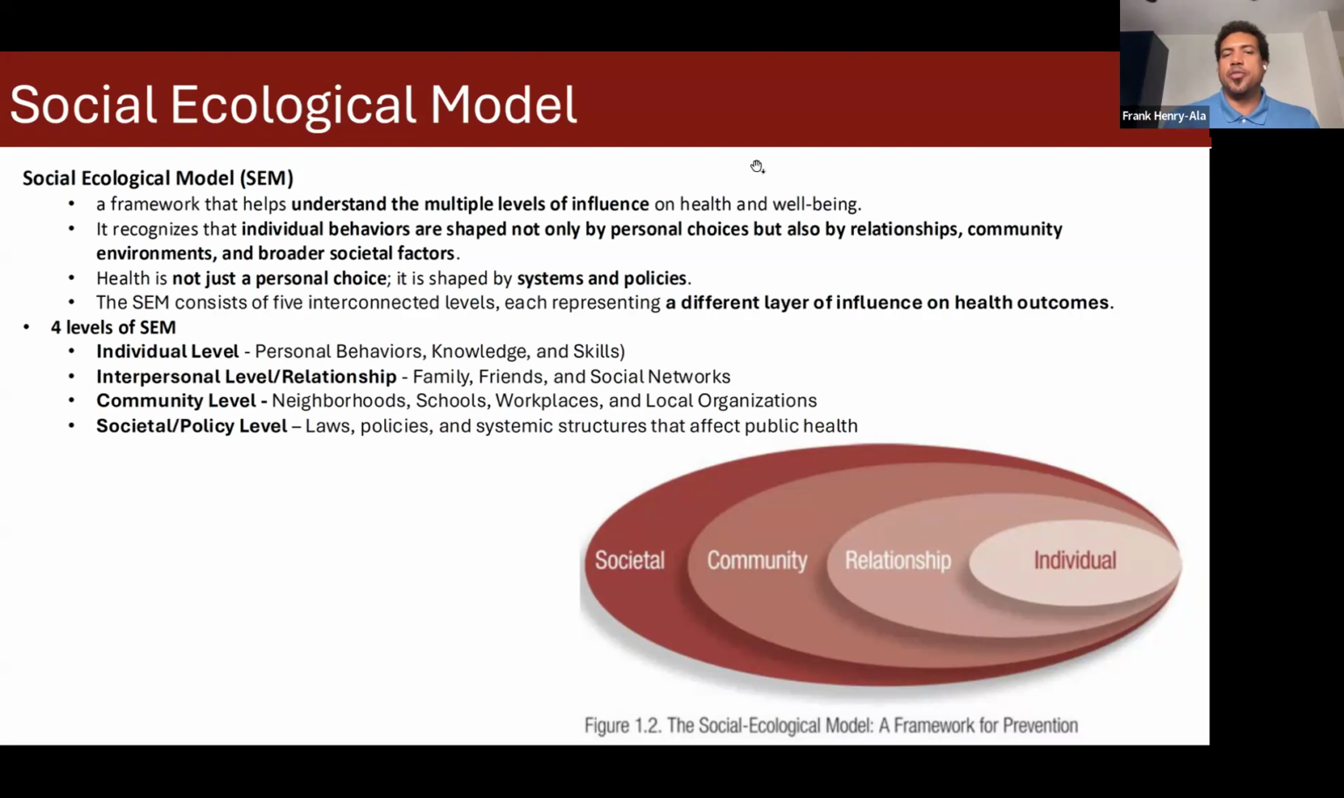And so we have the individual level, where the individual sits at the center of the social ecological model, where we can focus on targeting a person's personal behaviors, knowledge, and skills. Another is the interpersonal level, which is relationships, so looking at family, friends, and social networks. Then we have the community level, which are neighborhoods, schools, workplaces, and local organizations. And then we also have the societal, which is the policy level, like laws, policies, and systematic structures that affect public health.